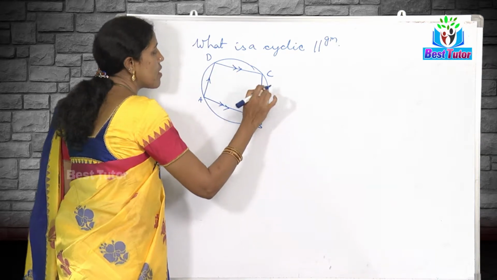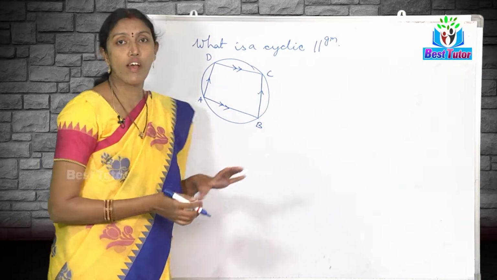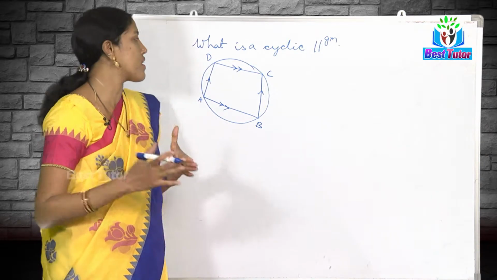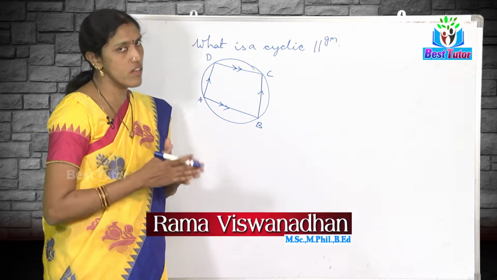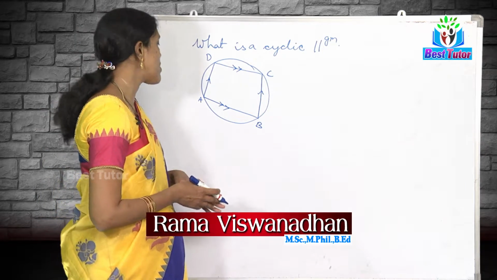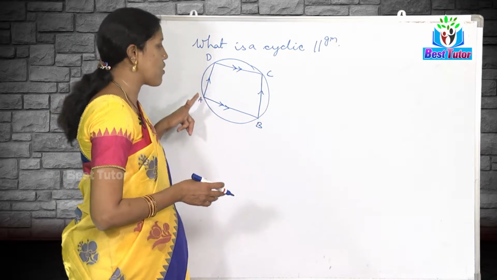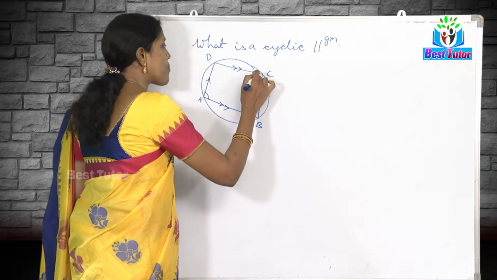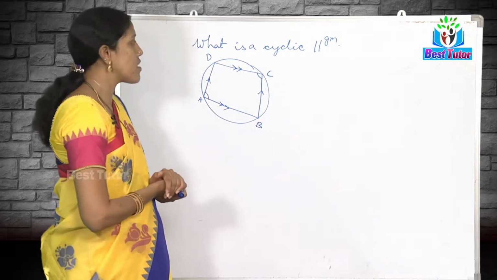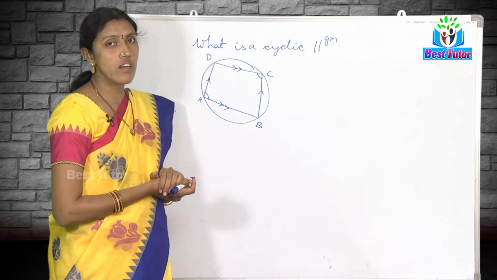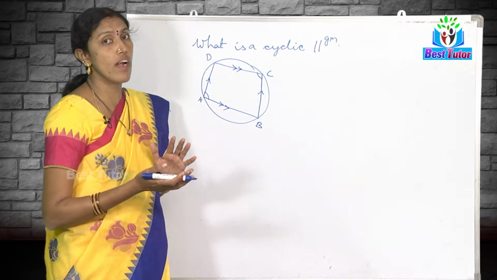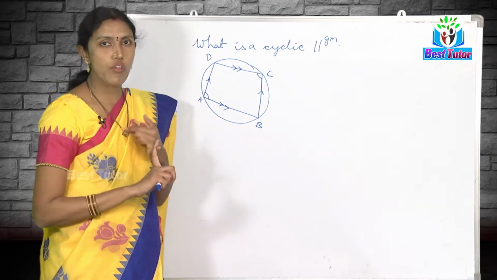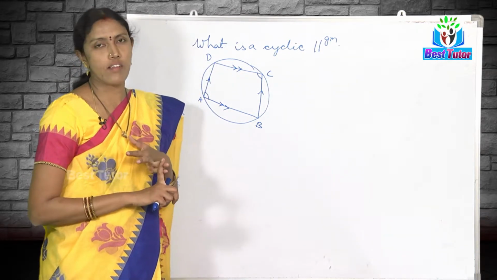If we remember our earlier videos, we have seen all the properties of all the types of quadrilaterals in detail. If you want, you can refer to those videos. This is a cyclic parallelogram. Opposite sides are equal and opposite angles of a parallelogram are equal. Now, this is also a cyclic quadrilateral, so opposite angles are supplementary. So here we have two properties: opposite angles are equal, and opposite angles are supplementary.